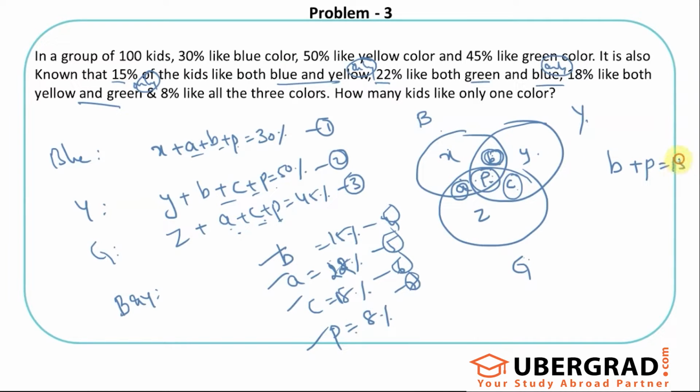That would be 15%. A plus P is 22%, and C plus P is 18%, and P alone is 18. So 8, right? 8% is like all three colors. So if I know P is 8, then automatically that implies C is 10. This implies A is 14, and this implies B is 7. You know, I can also do this and do it.